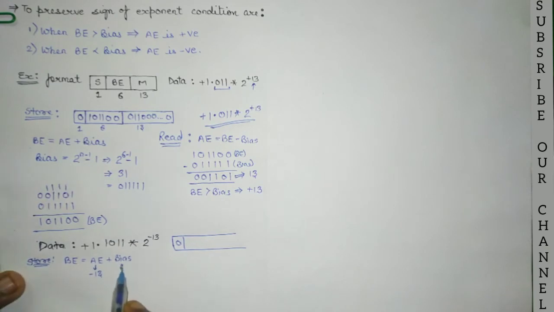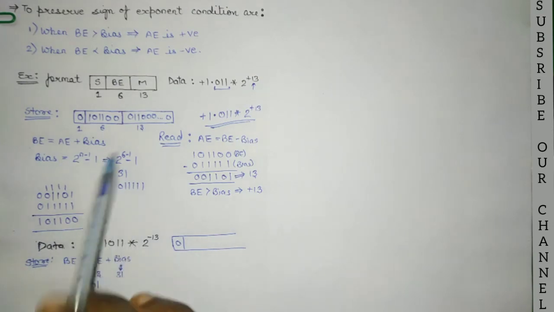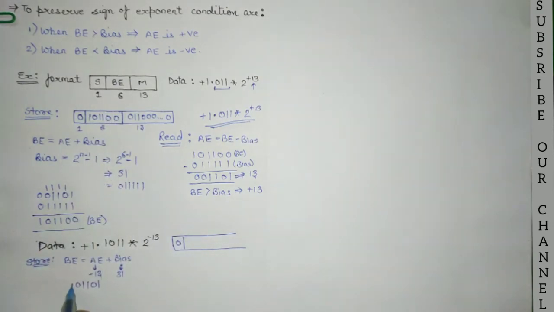So bias is 31. Now here you can see that this actual exponent is minus 13, and to represent this minus 13 in a binary number, you have to find out the 2's complement of positive 13. So how to write down 13? 13 can be written as 1 1 0 1, right? We have 6 bits for the bias, so I am taking 6 bits over here. Now you have to find out the 2's complement. How to find the 2's complement? Keep the first 1 as it is and change all the 0s and 1s. So this will be 1 1 0 0 1 1, right? So this is the 2's complement of 13.